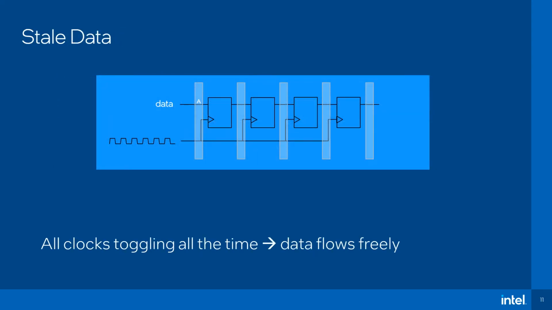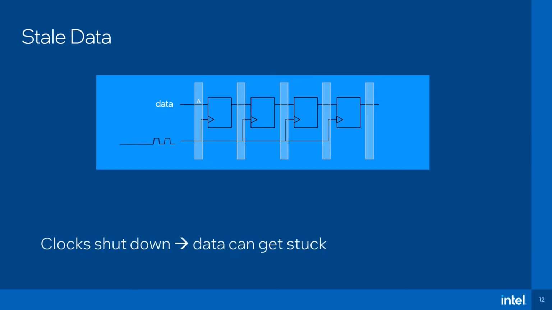In an ideal world, in a fully pipelined machine, where all clocks are toggling all the time, we wouldn't have the problem of stale data stuck internally. We know the data flows through the system and is cleared every cycle with the next operation coming in. But in the real world, to save power, we cannot let the clocks toggle all the time. The problem is, when shutting down the clocks, it is possible for data to get stuck on an internal latch.